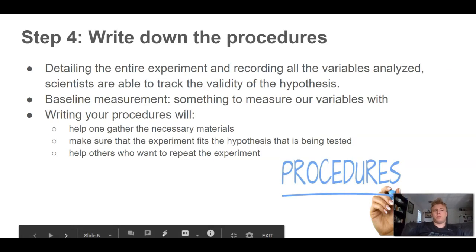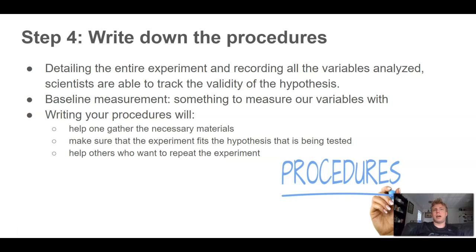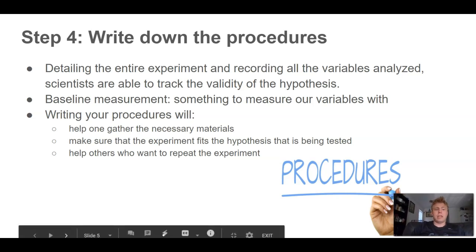Step 4 is to write down the procedures. Writing down the procedures allows other scientists to look at your experiment and reproduce it. So you want to be specific in writing procedures when you have that opportunity. You want to make sure that anyone could pick it up and be able to redo your experiment in the same way that you did. The more unclear the procedures are, the less likely someone else is willing to confirm your findings.